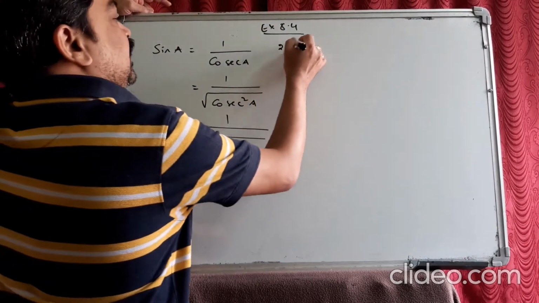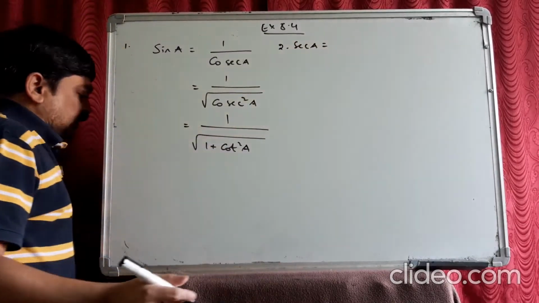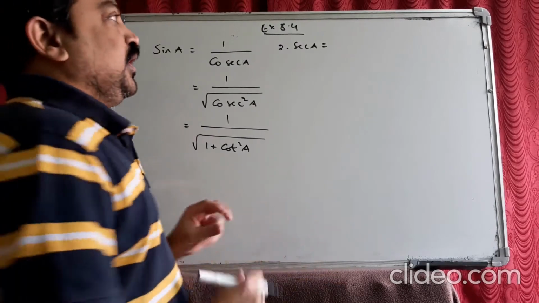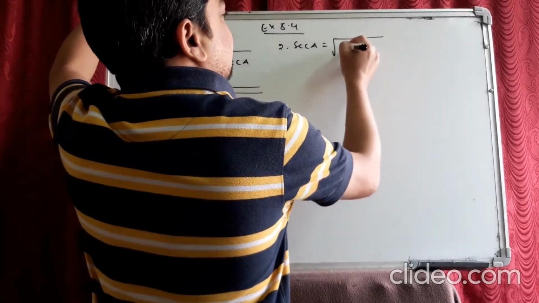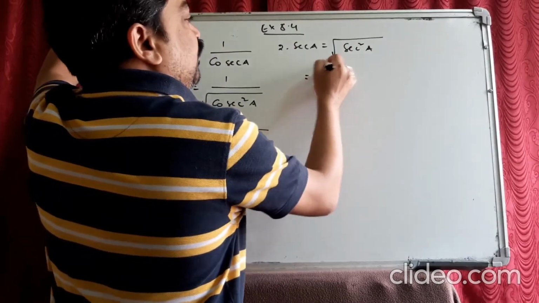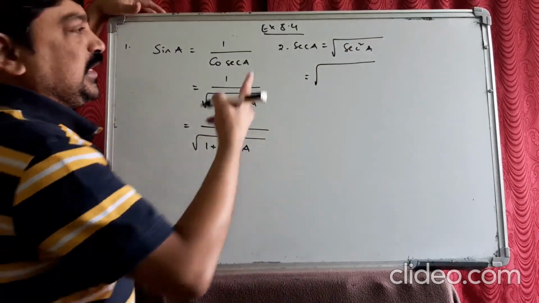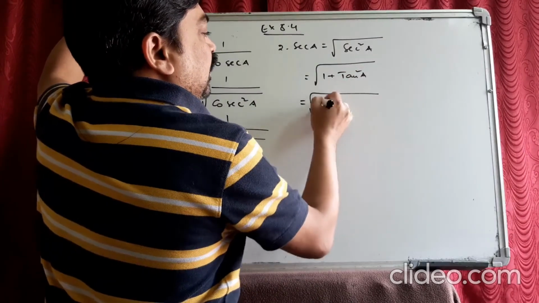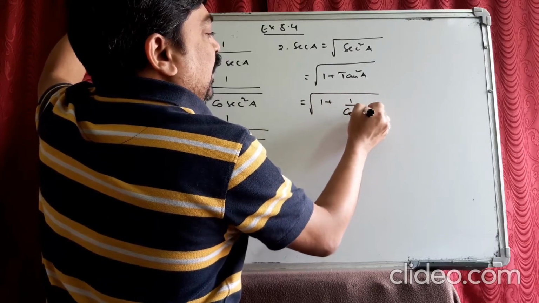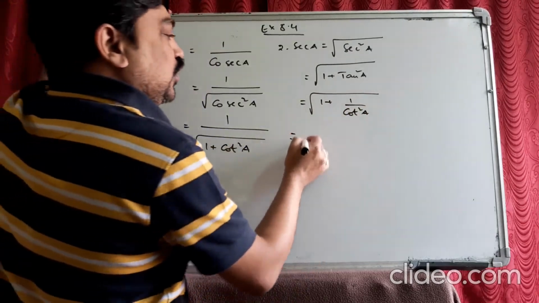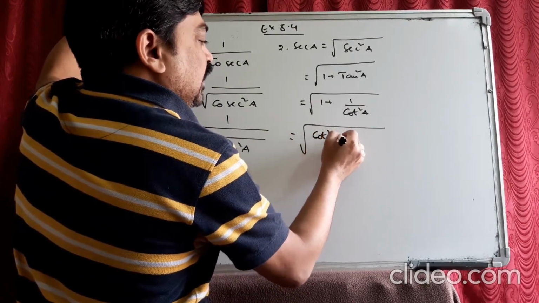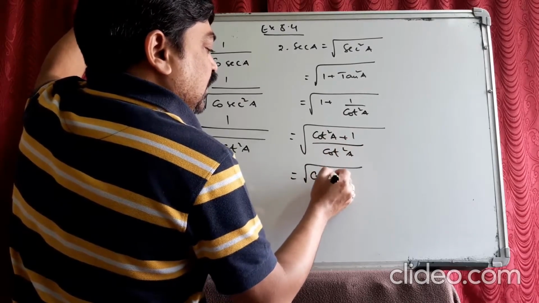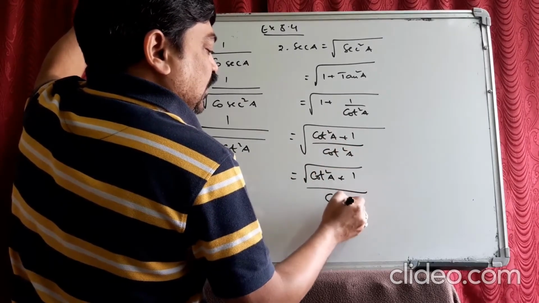In the same way, secant A. You are asked to write secant A also in terms of cot A. First I take secant A as root of secant square A. We have to use the identities that we have. Secant square A can be taken as 1 plus tan square A, and tan square A can be taken as 1 by cot square A. You can leave it like that, or you can also take LCM: cot square A plus 1 by cot square A. You can also write it as root of cot square A plus 1 by cot A.